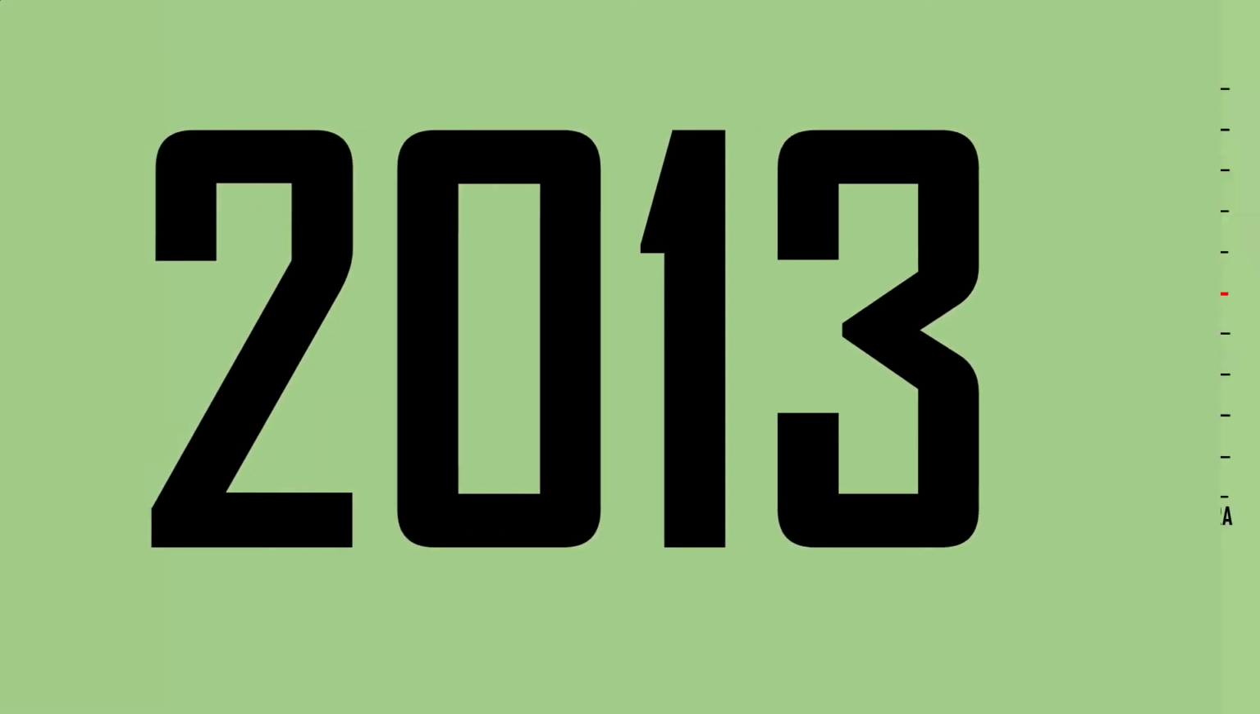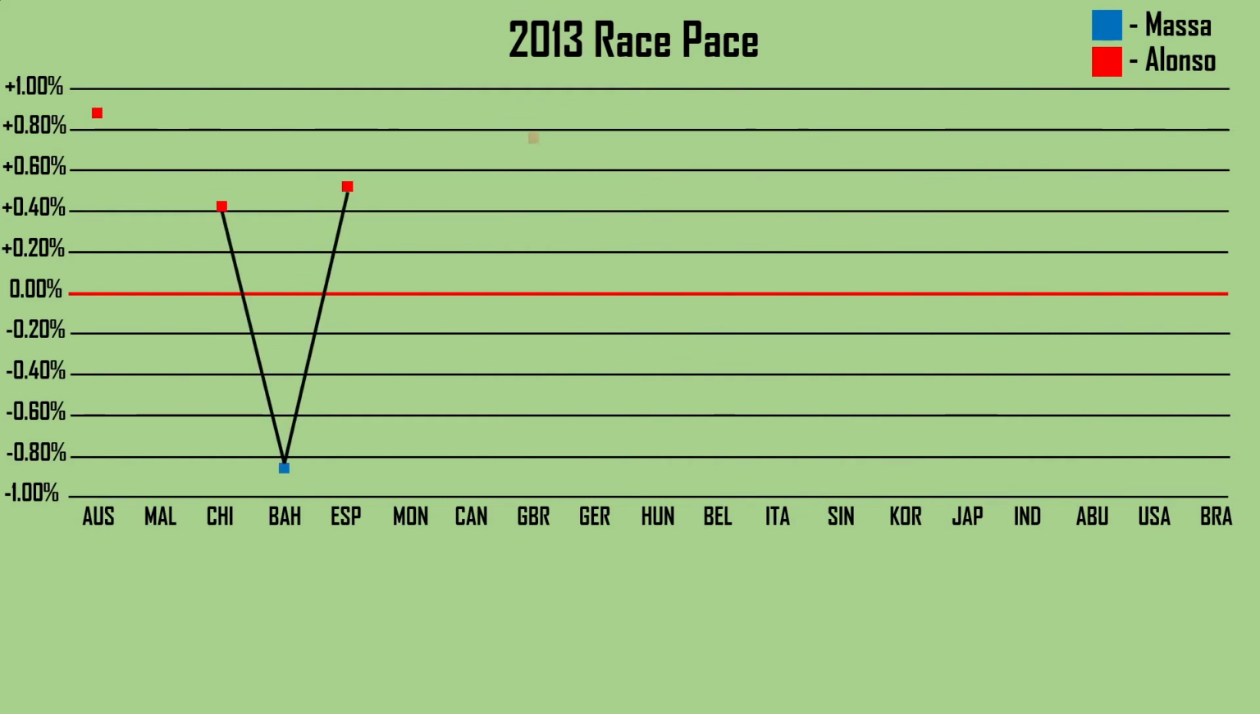Where the 2013 graph looks a little something like this. We can map it on and we can see that once again for the majority of the races this year, Fernando Alonso has a significant advantage. However, in Bahrain, Felipe Massa was able to put in a storming performance, but just one for that season.